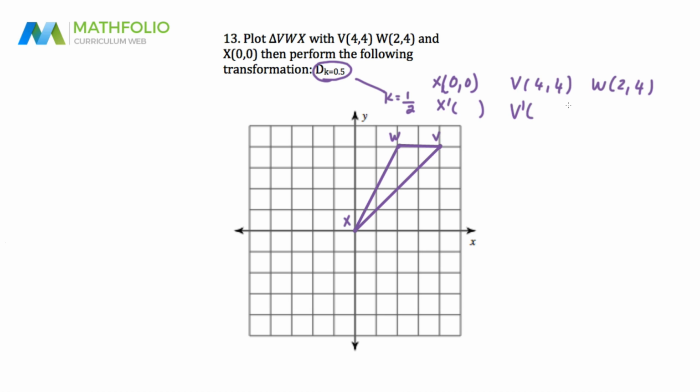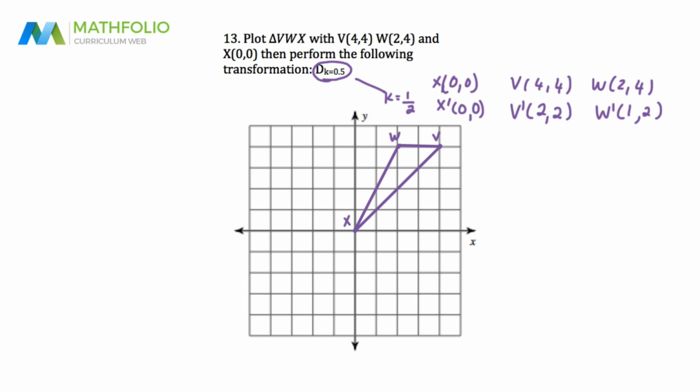Be a little lazy here, so we don't have to think while we're just setting this whole thing up. So 0 times 1/2 is 0, 0 times 1/2, 0. 4 times 1/2 gives us 2, 2. 2, 4 times 1/2 is 1, 2.